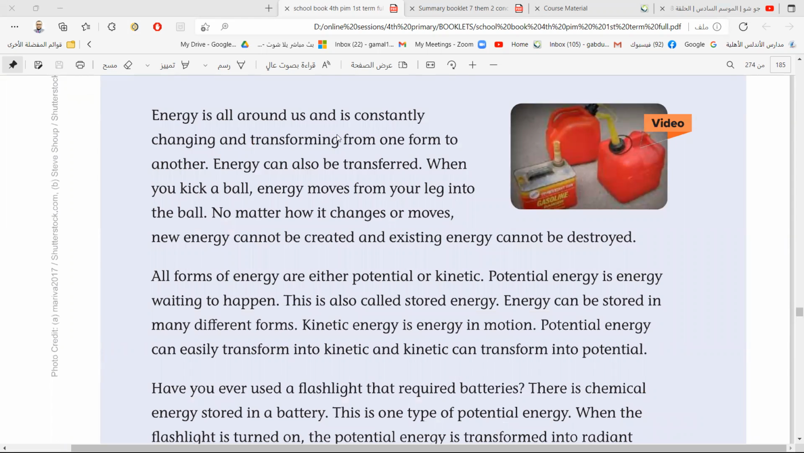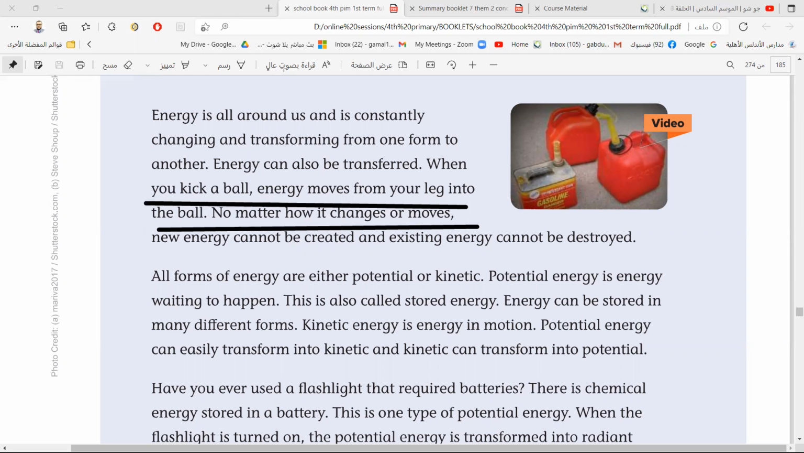Energy is all around us and constantly changing and transforming from one form to another. Energy can also be transferred when you kick a ball. When you kick a ball, what energy do you give it? Yes, very good, kinetic energy. The ball gains kinetic energy so it can move.